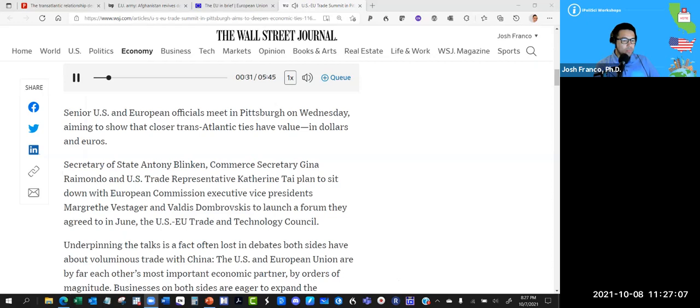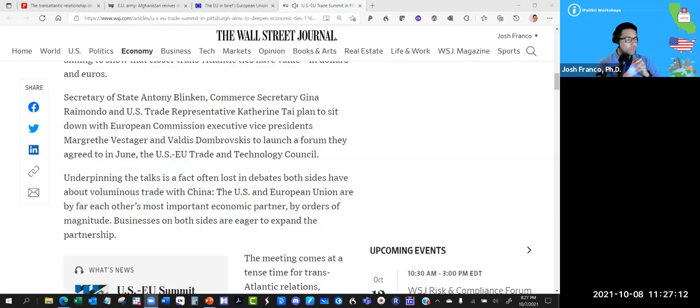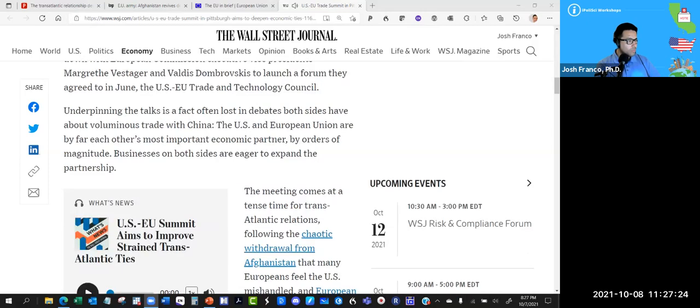Secretary of State Antony Blinken, Commerce Secretary Gina Raimondo, and U.S. Trade Representative Catherine Tai plan to sit down with European Commission Executive Vice Presidents Margrethe Vestager and Valdis Dombrovskis to launch a forum they agreed to in June, the U.S.-EU Trade and Technology Council.